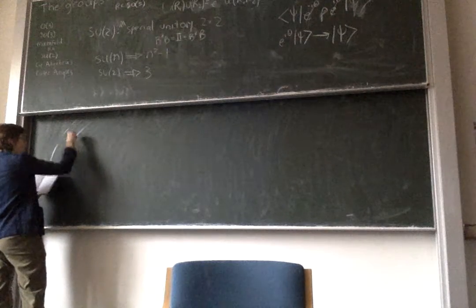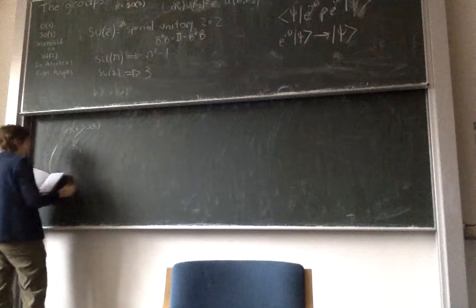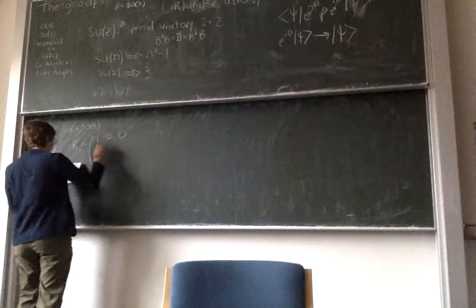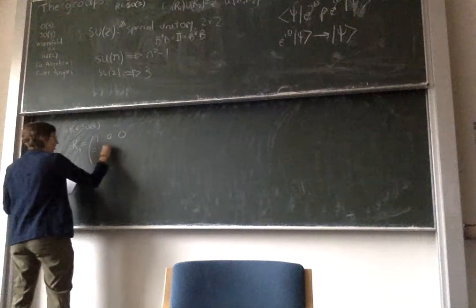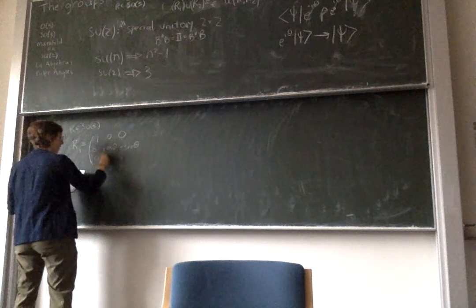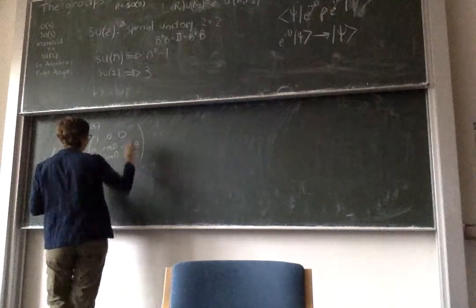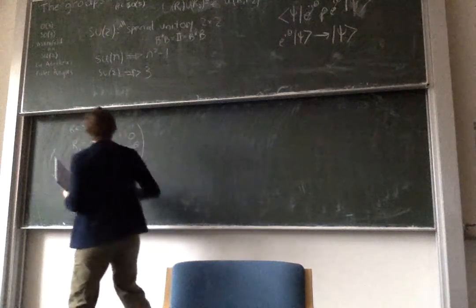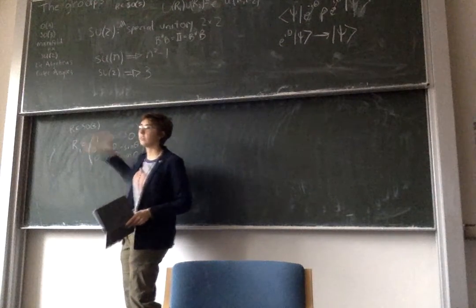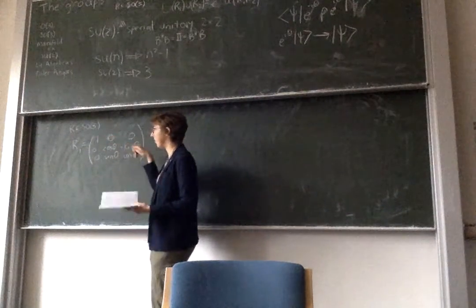So some R1, where R is in SO3. This R1 is 1, 0, 0; 0, cosine theta, negative sine theta; 0, sine theta, cosine theta. So this is some rotation about the x-axis. So this is what an element looks like. It rotates something. Similarly, we can look at the x, y, or z.